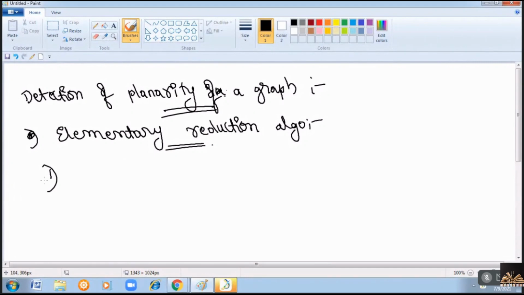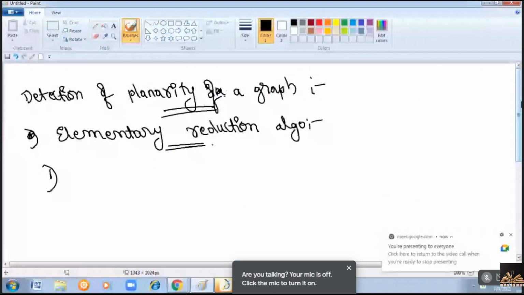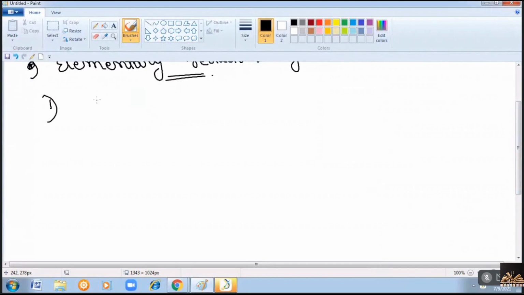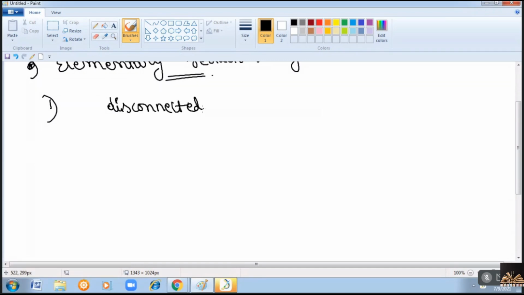First, we'll see the steps we follow to check the planarity. First step is, we'll check whether the graph is a connected graph or a disconnected graph. What do you mean by a disconnected graph? There exists more than one connected component. Am I right? A disconnected graph will have more than one connected component. Something like this. This is a disconnected graph. This is one component. This is another component.